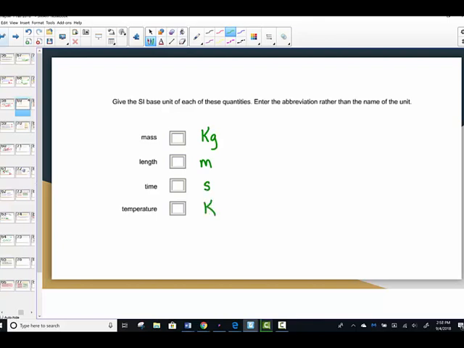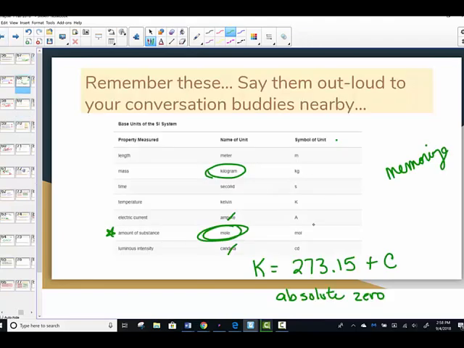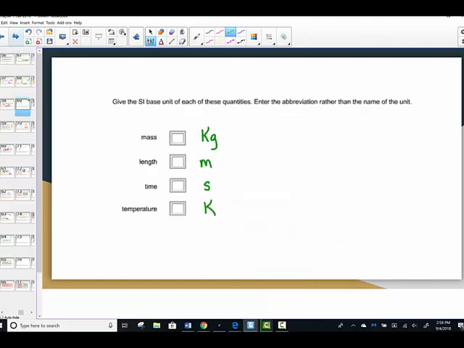It's an opportunity to remember, which we're working to memorize, the standard international unit as the base unit for each of these measurements.